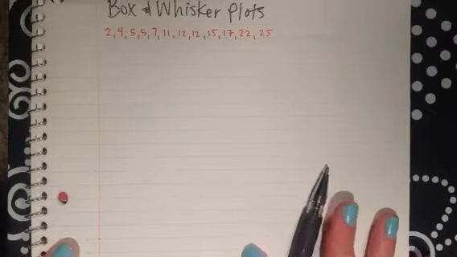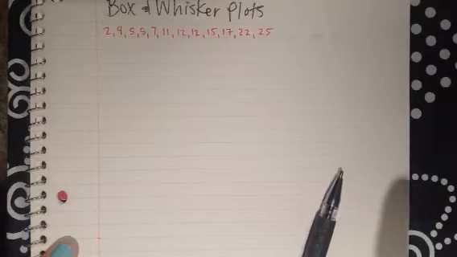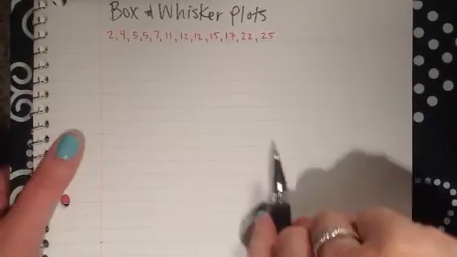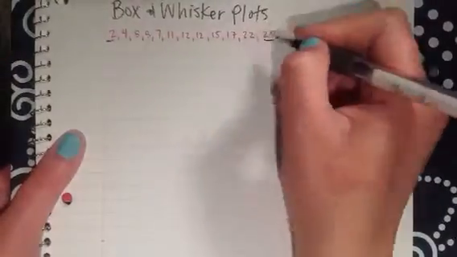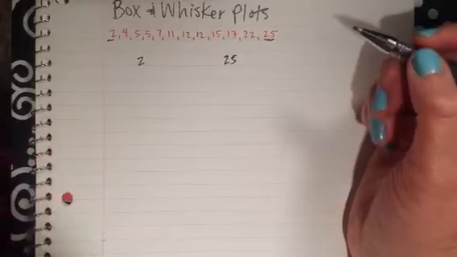Remember, our 5-number summary consists of the minimum, the maximum, the first quartile, the third quartile, and the median or the second quartile. I think the min and max are pretty easy to find, so there we have those. And then we need our median and quartiles.